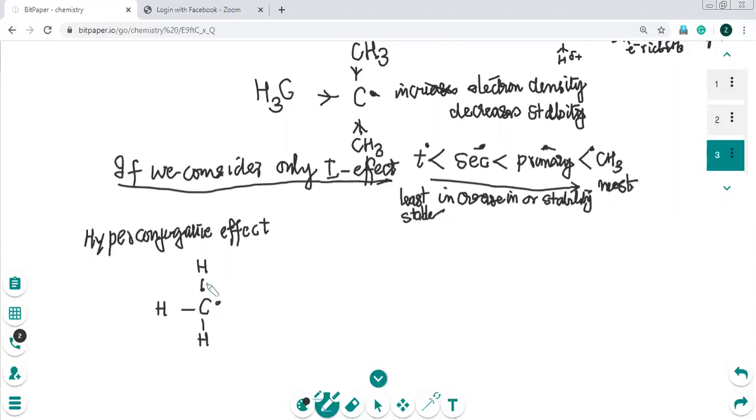And see here, these orbitals, these electron and these electron, they are in mutually perpendicular bonds. I will draw the complete picture of this. See here. Here is the orbital with one electron.